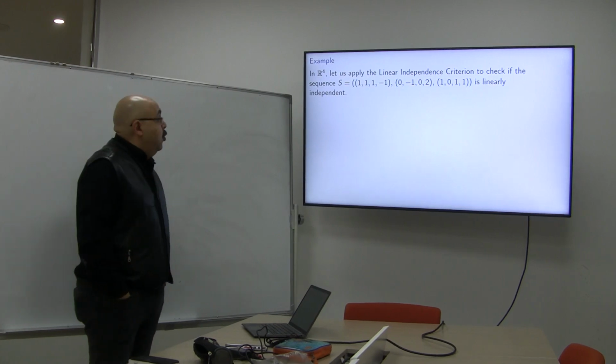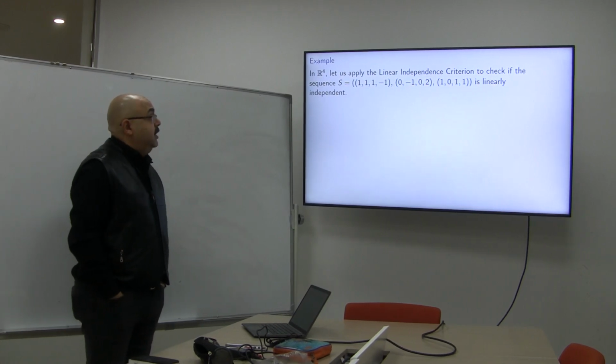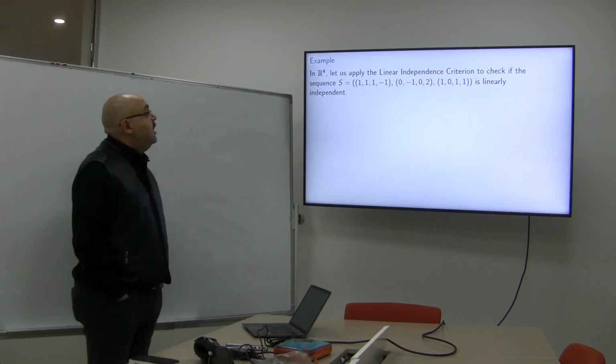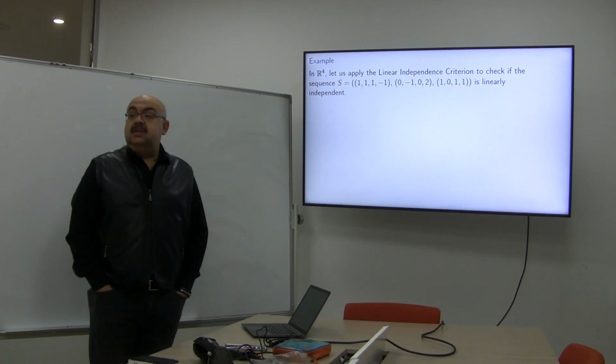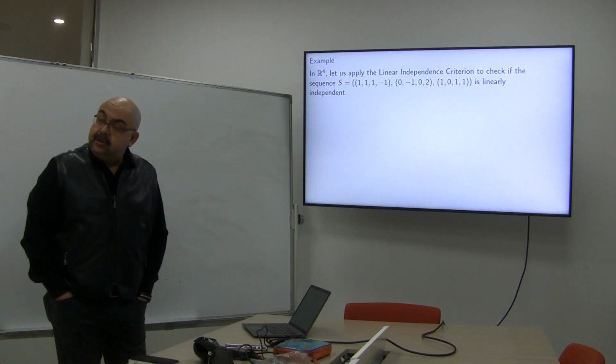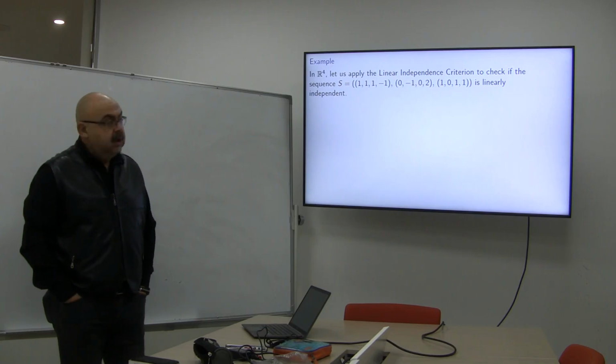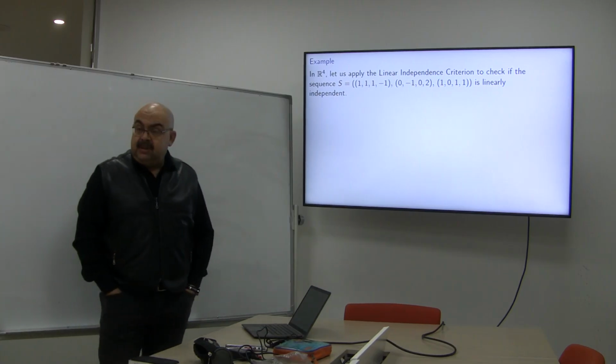Here it says in R4, let's apply the linear independence criteria to check if the sequence... I'm giving you a sequence. If you look at it, it's in R4, right? Why R4? Because you have 4 coordinates and I gave you a sequence of 3 vectors. Are they linearly independent? Yes.